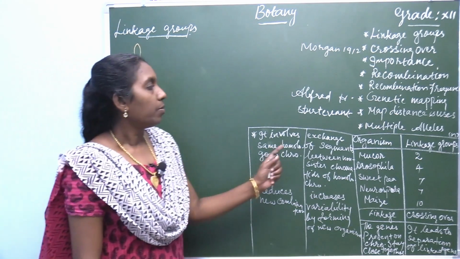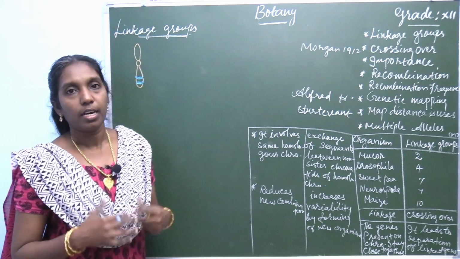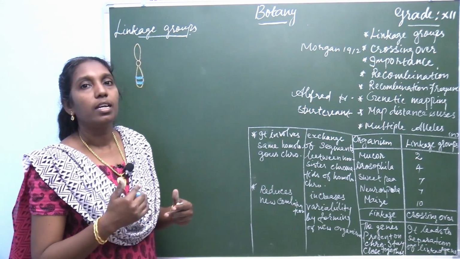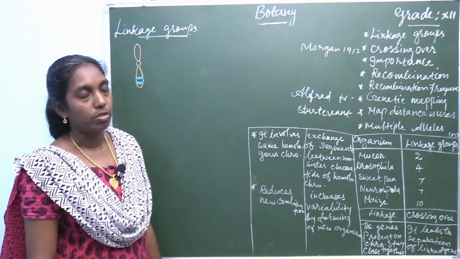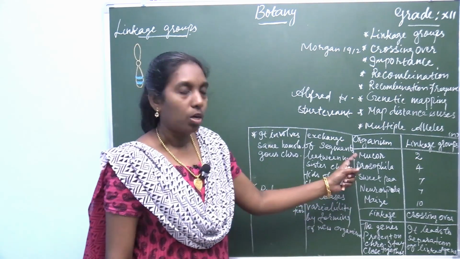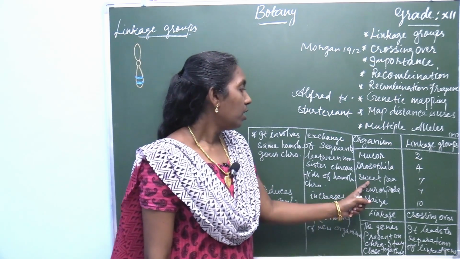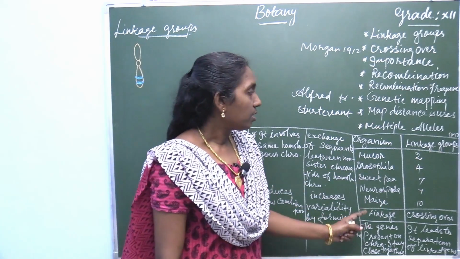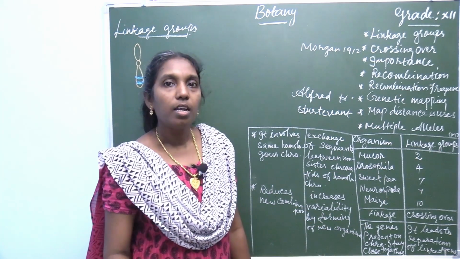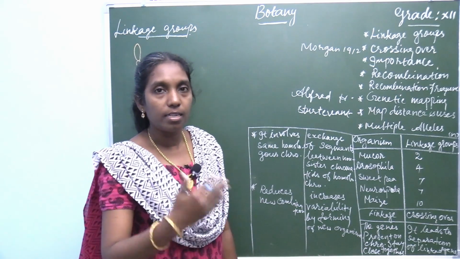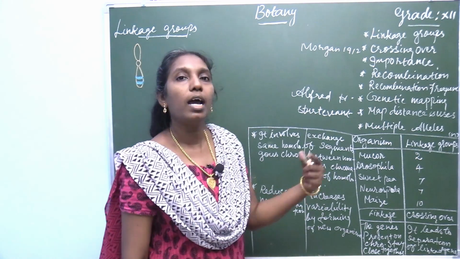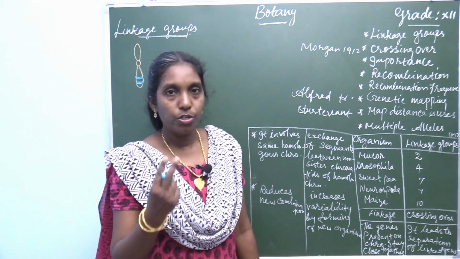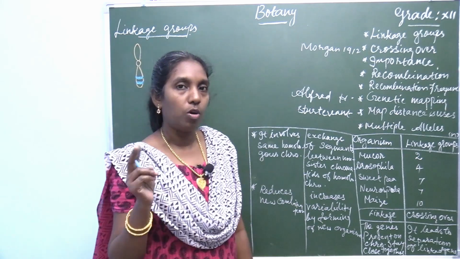In an organism, the number of linkage groups corresponds to the number of haploid sets of chromosomes. There are some examples: Mucor, Drosophila, sweet pea, Neurospora and maize. In these organisms, the number of linkage groups corresponds to the haploid set of chromosomes. In Mucor, the linkage groups are 2, so the haploid set of chromosomes is also 2.